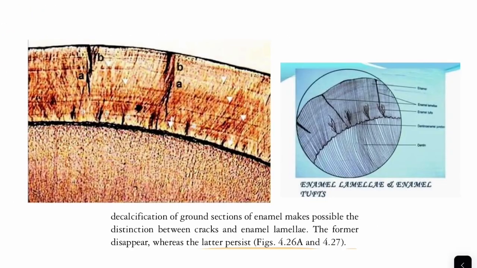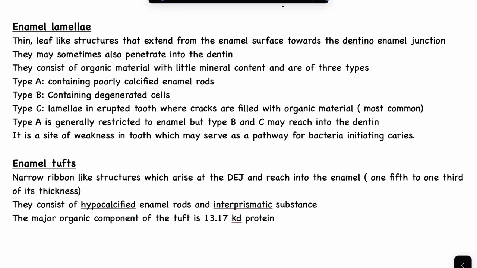They basically look like cracks, and they are in a way cracks in the enamel. They originate from the enamel surface and they are filled with some organic material. They may also go deep down into the dentine. Type A won't go down into the dentine, but type B and C may enter the dentine.